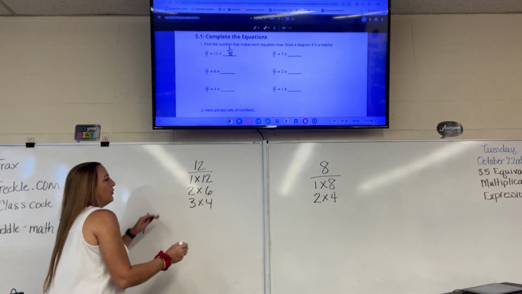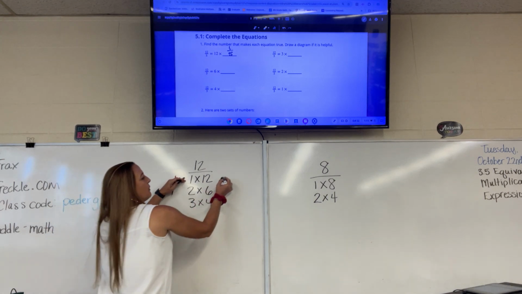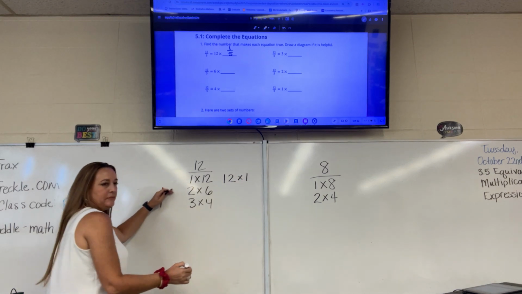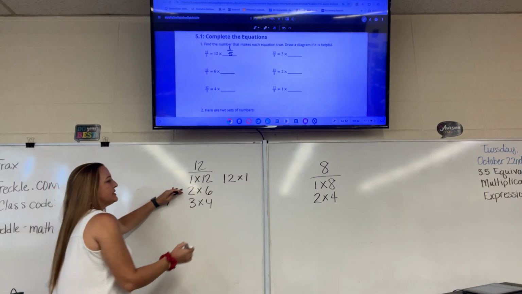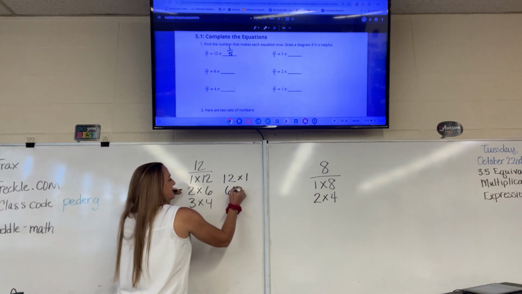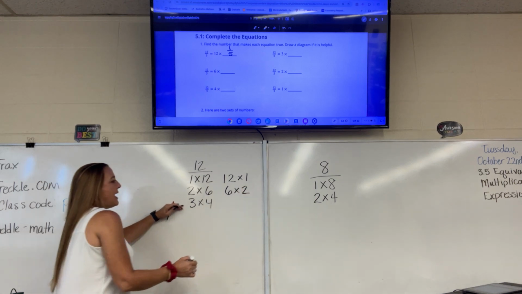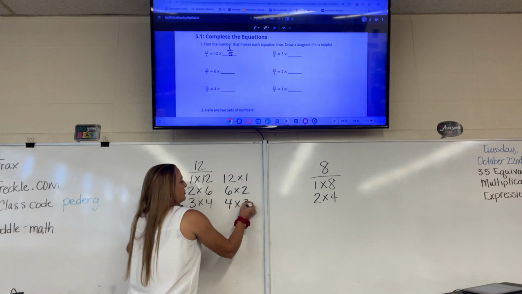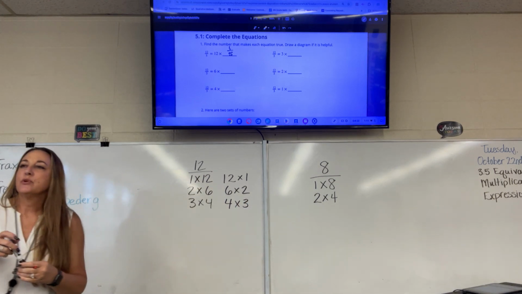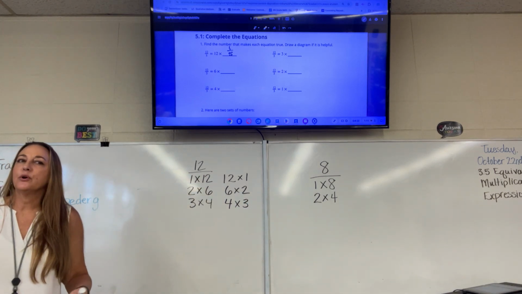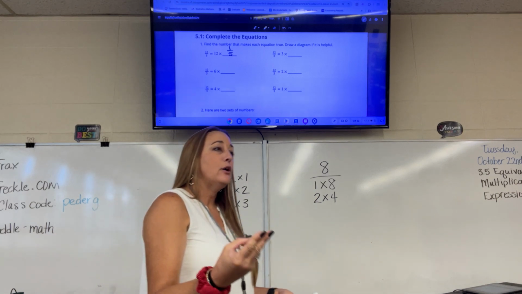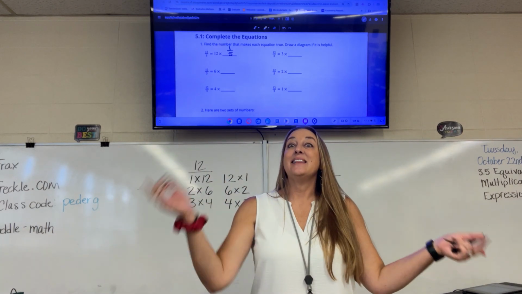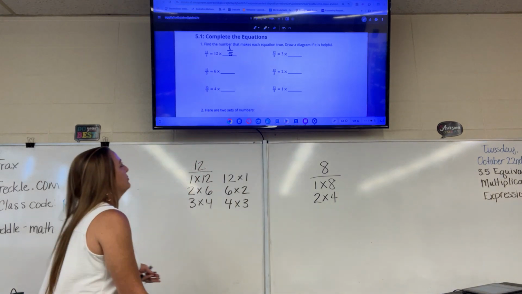Okay, so they can be 1 times 12 or 12 times 1, right? It can be 2 times 6 or 6 times 2. And it can be 3 times 4 or 4 times 3. And the numbers that are missing are the whole number and the numerator, because we know the denominators stay the same. Colton, give yourself a point.